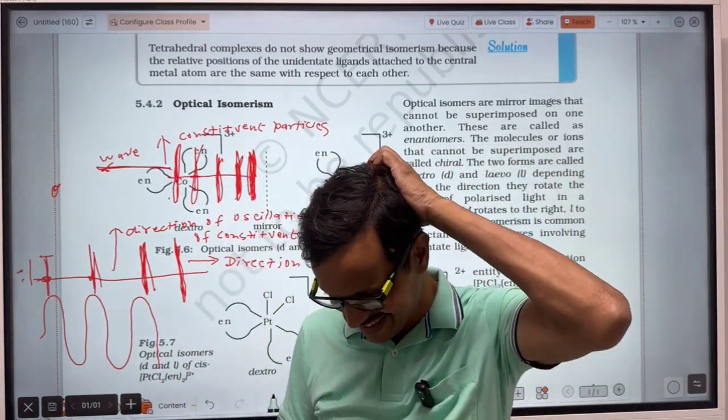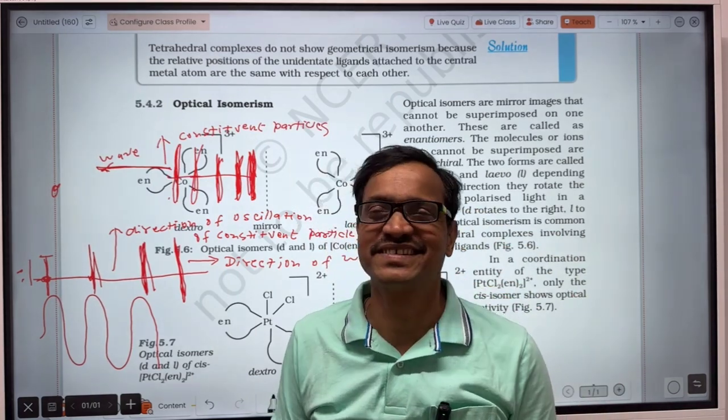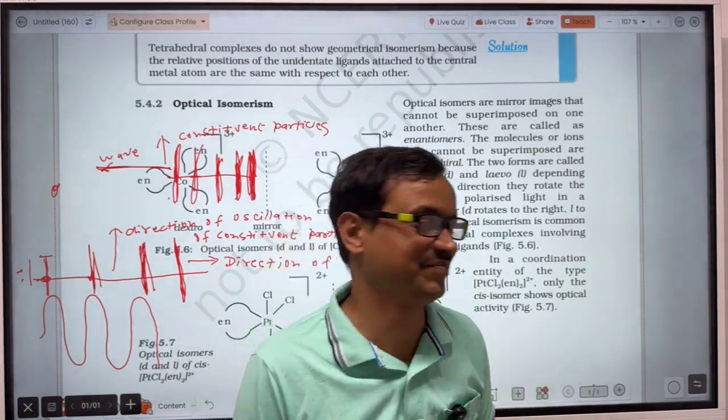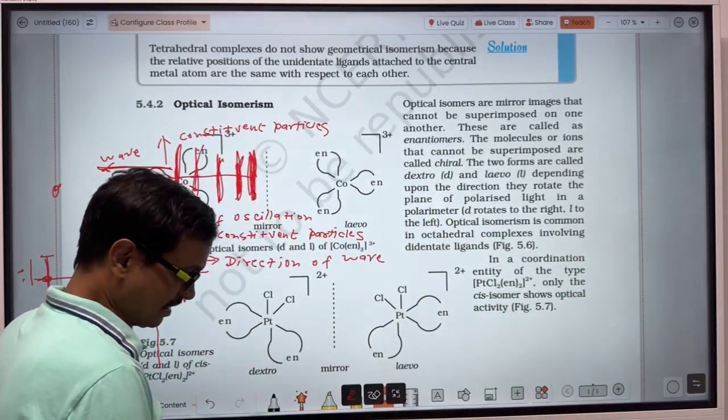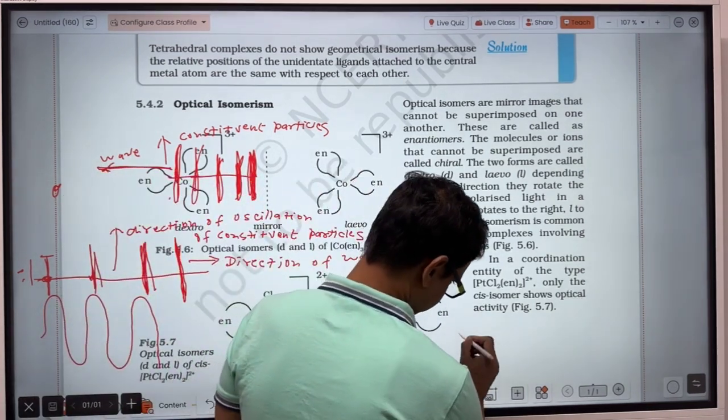Not only this one, the best example is light. So light is a type of transverse wave. Keep it in mind.